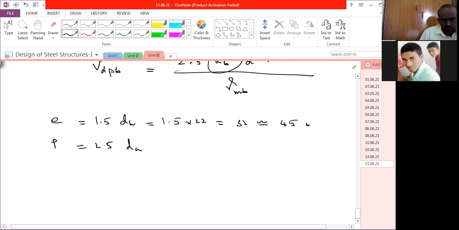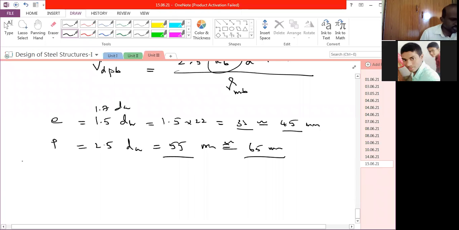Okay. So in the book also, the minimum value is 33. So either you can increase. So 2.5 how much? So we can check the results also. So you can take 33, no issue. Or 1.7 times, so initially 55. So the minimum value we got, we assume 55. Now we are going to assume 65 mm. Okay. So pitch distance and edge distance we already know.